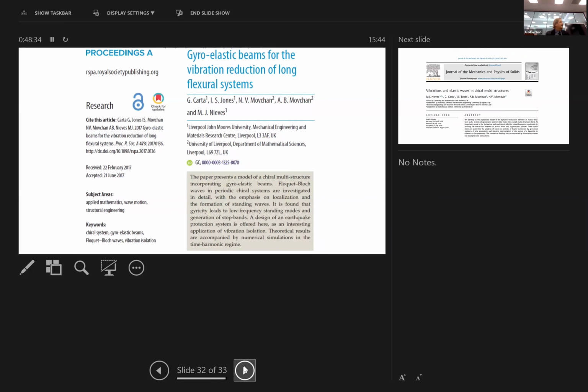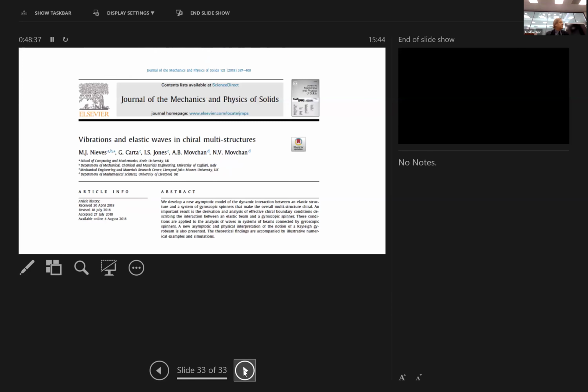And then I think I have already mentioned that one. And then vibrations and elastic waves in chiral multistructures. So in this case, think of a beam, and on the top of the beam you have a mass. And of course the frequency will change. But now instead of this mass, say I'm going to put a rotating body. So it has its own inertia, but in addition it rotates. And then it will start splitting the frequencies of this beam.